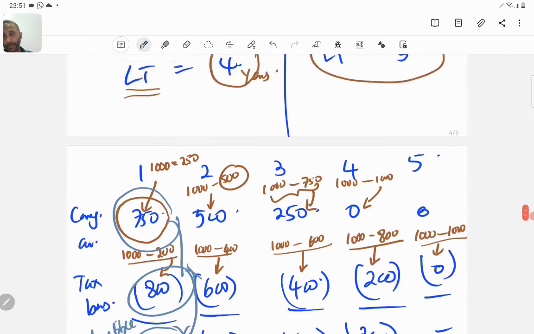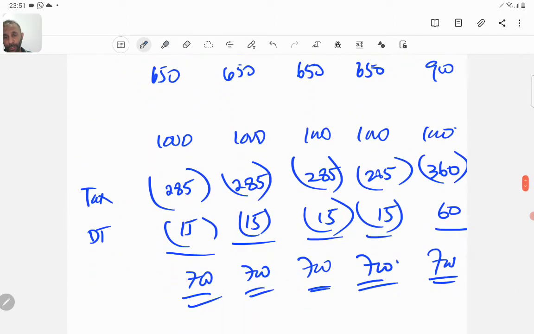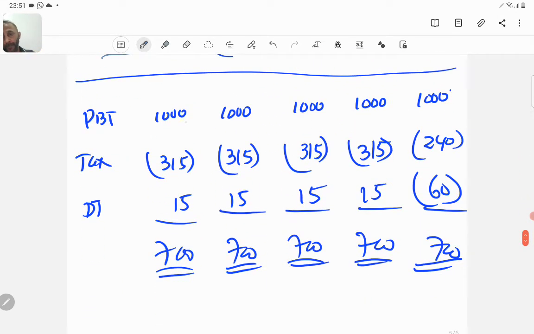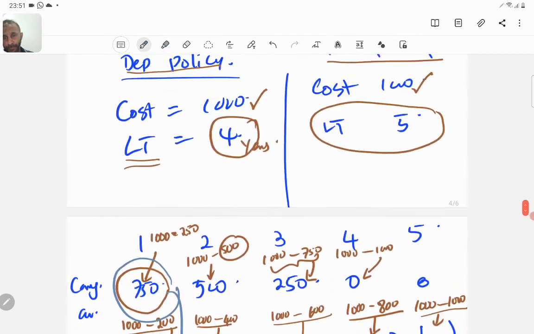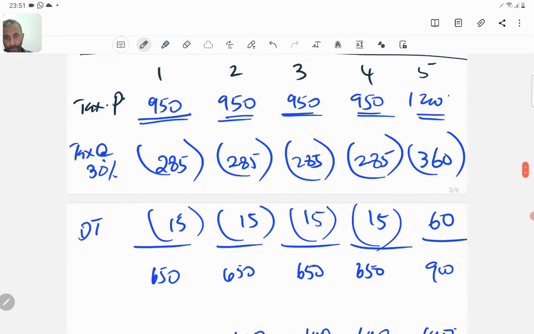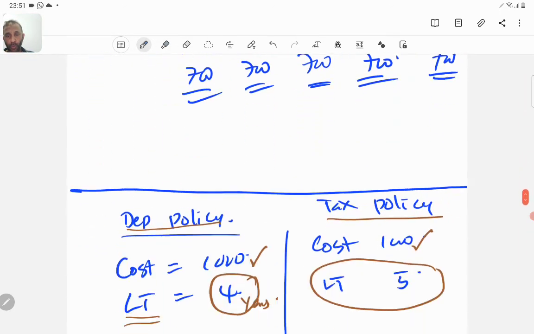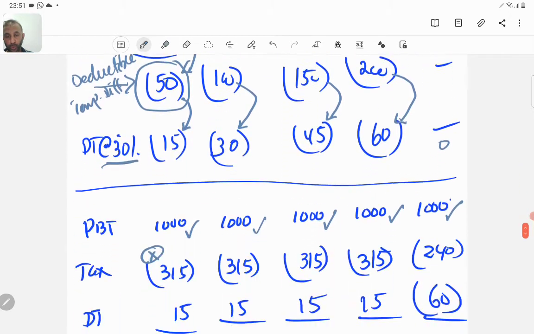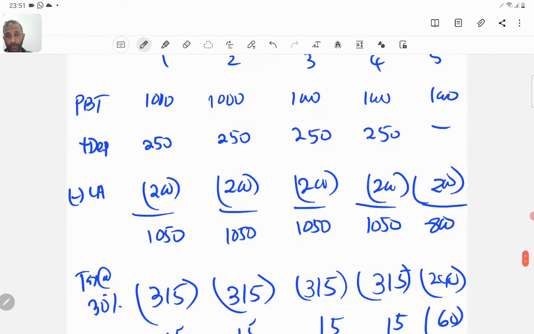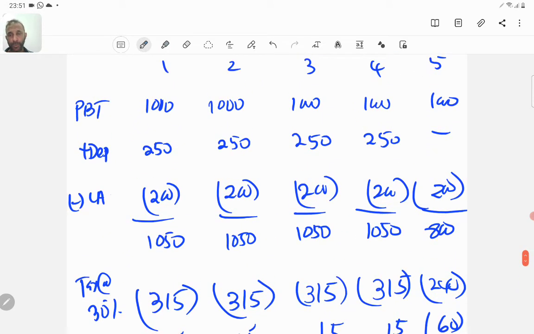Profit before tax, you see here, my profit before tax is 1000, 1000, 1000, 1000, 1000. And how did I work out this 315? Here you see, my profit before tax is 1000 every year, and the depreciation I need to add back as a matter of calculating the taxable profit.